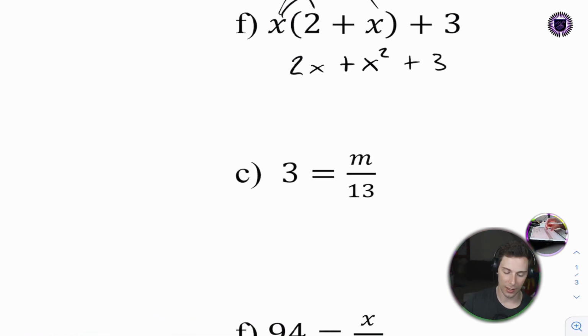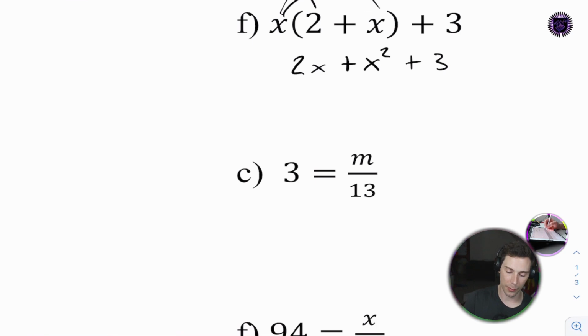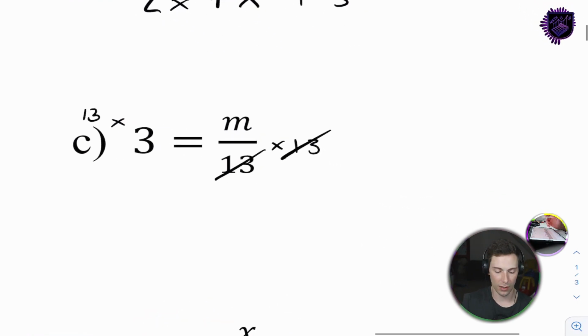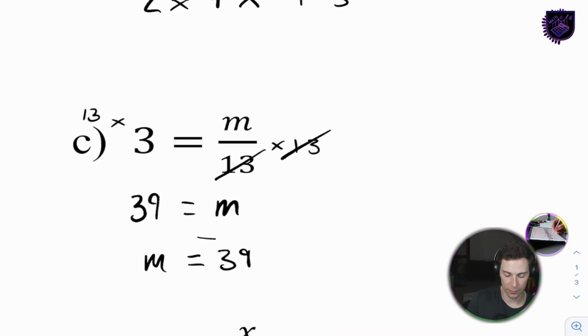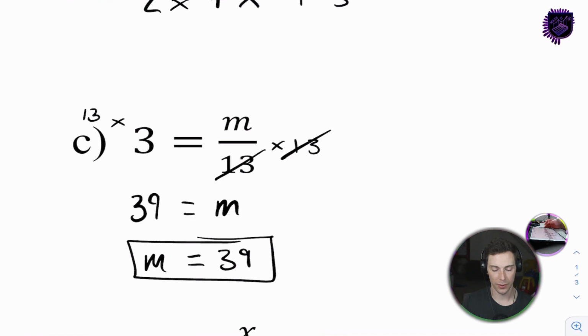2C. To isolate our variable, we need to multiply by 13 on both sides. On this side, 13 is going to cancel out, and on the opposite side, it's going to be 13 times 3, which is 39. 39 on this side, m on this side, and then we want to rewrite that as m is equal to 39. Simple as that. m is equal to 39.